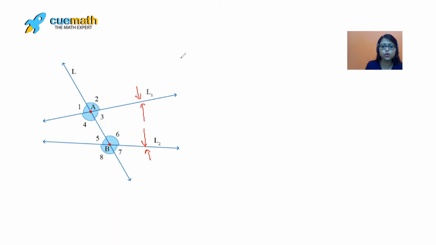So if I note down the exterior angles, which are the exterior angles here? The exterior angles are angle 1, angle 2. These are your exterior angles. Also, you will say angle 7 and angle 8 form your exterior angles. Correct? Next, we come to interior angles.